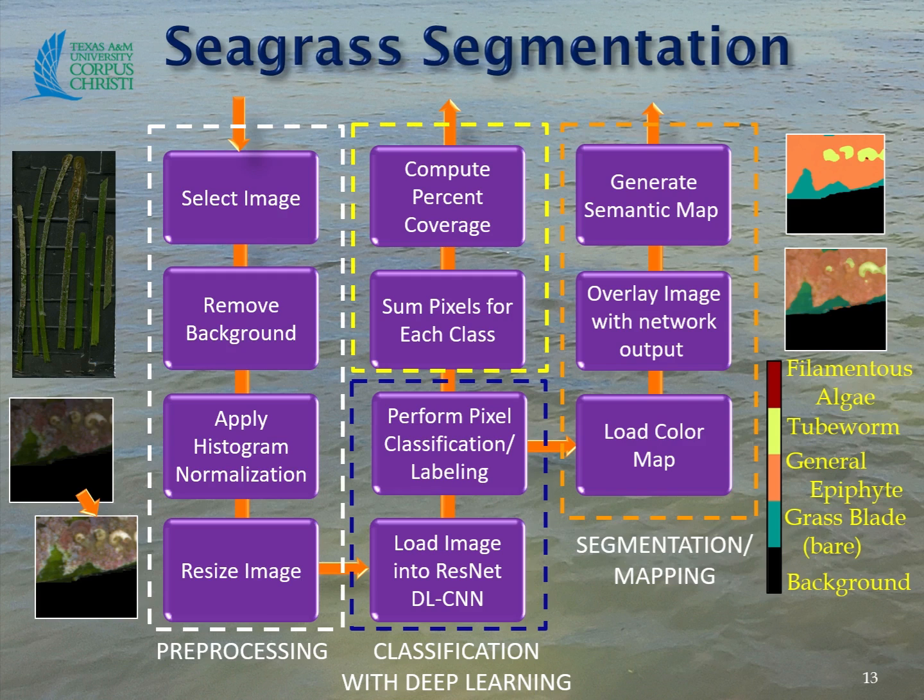Once the classification is complete, the percent cover for each of the 4 classes of general epiphyte, filamentous algae, tube worm, and the bare seagrass blade is computed using the ratio of pixels belonging to each class to the total number of pixels representing the seagrass. Background is identified as the 5th class, but in this it is a trivial case. The classification results are also used to generate a semantic map of the image, visually showing the locations of pixels that belong to each class.